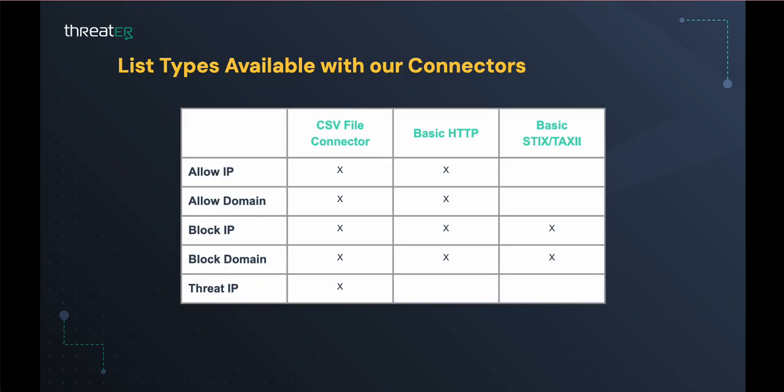The last thing I'd like to review are the list types you can create with the 3 connectors. As you can see, our CSV file connector allows you to create any of the list combinations available with threatER, while the Basic STIX TAXII connector only provides access to block IP and block domain lists.